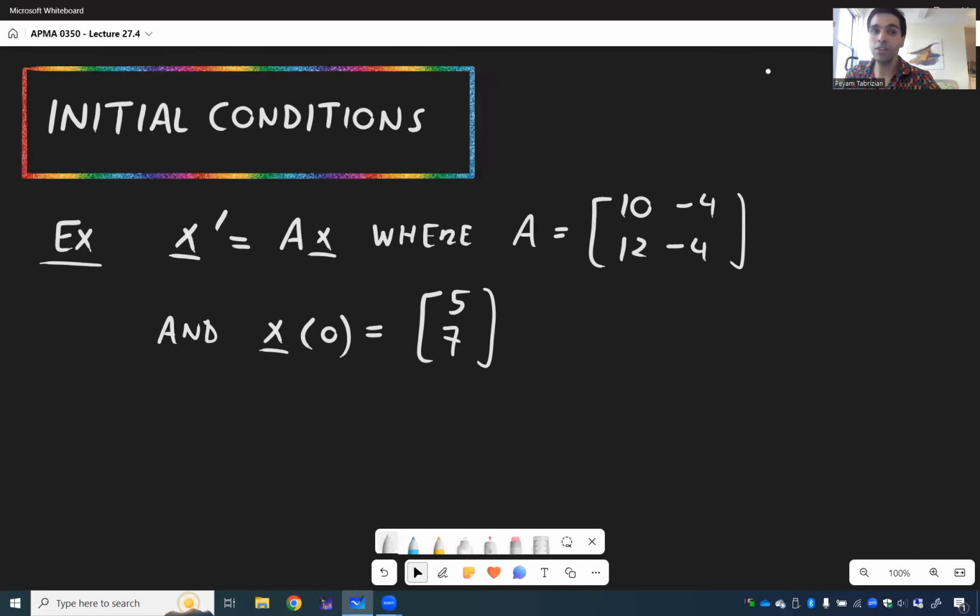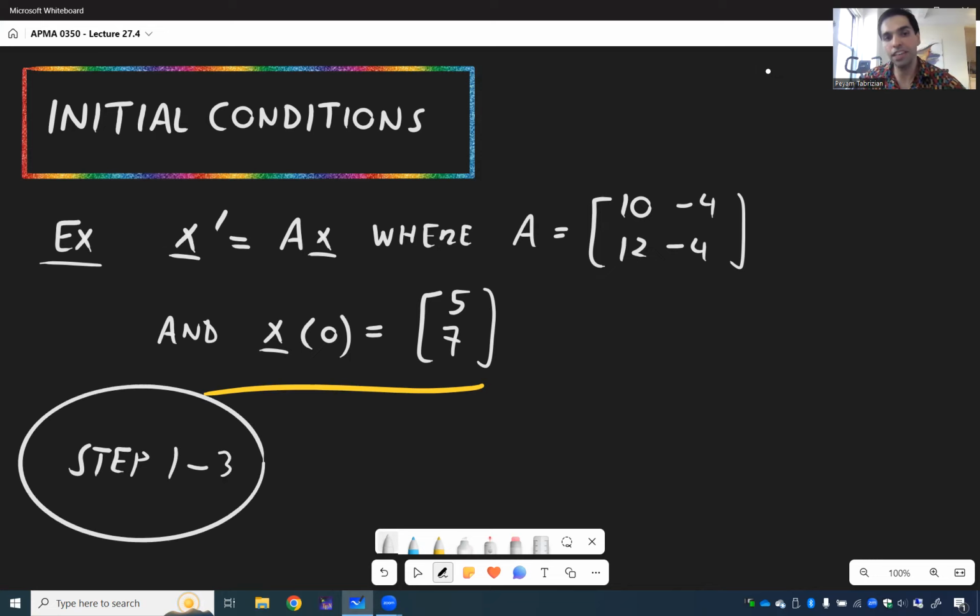The last thing I wanted to mention is, what if you have initial conditions? For this, let's solve x' = Ax, where A is [10, -4; 12, -4], but with initial condition (5, 7). And as usual, the first steps are to find the eigenvalues and eigenvectors, which again, I invite you to look in the notes.